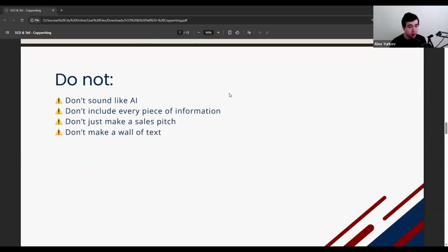Here are some things to avoid when making your copy. You don't want to sound like AI. Other posts often sound like AI, so at least for me, I try to avoid some of those AI cliches. We don't want to include every piece of information because that also gets people to read more, right? So it's important to pick and choose your battles. What do you want to make a post about? Maybe you make another post about another part of this event.